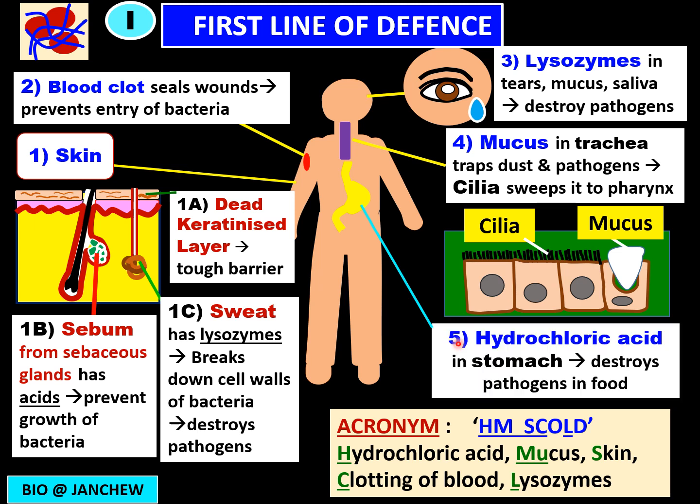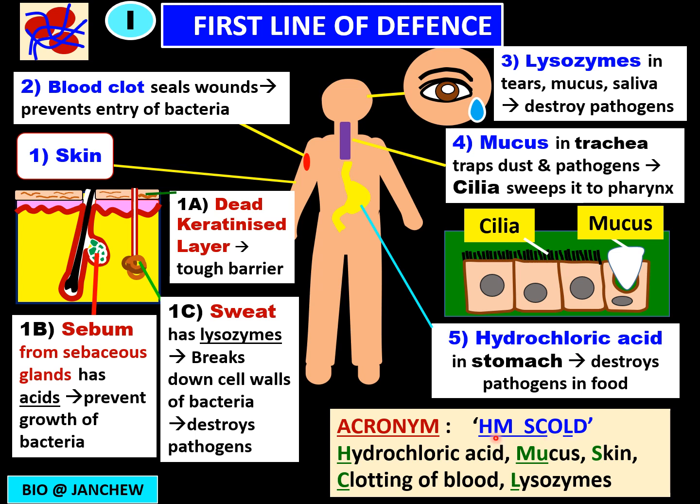Okay, lastly, we have hydrochloric acid in the stomach, which destroys the pathogens in the food as it is very acidic. So here's an acronym that can help you to remember the 5 components that we have discussed just now. Think of HM score. HM means the headmaster, right? Sometimes headmasters do scold students who have bad behavior, as an example.